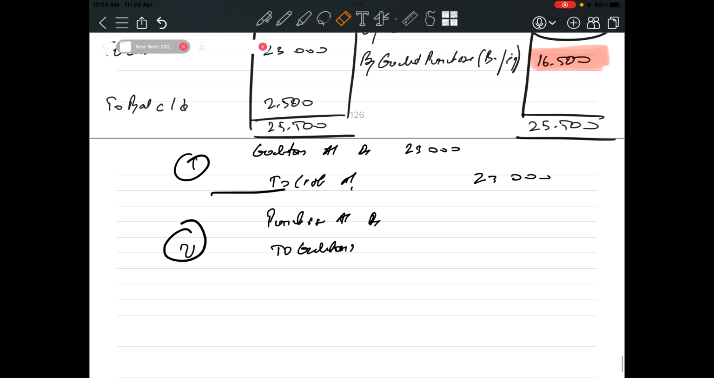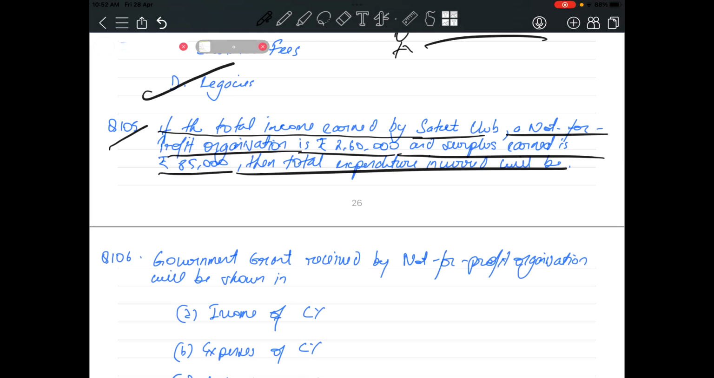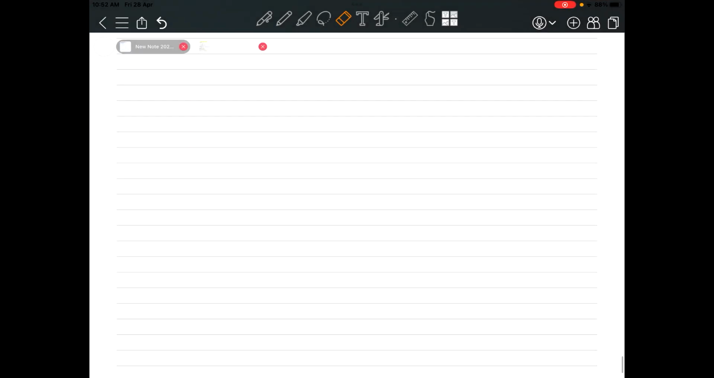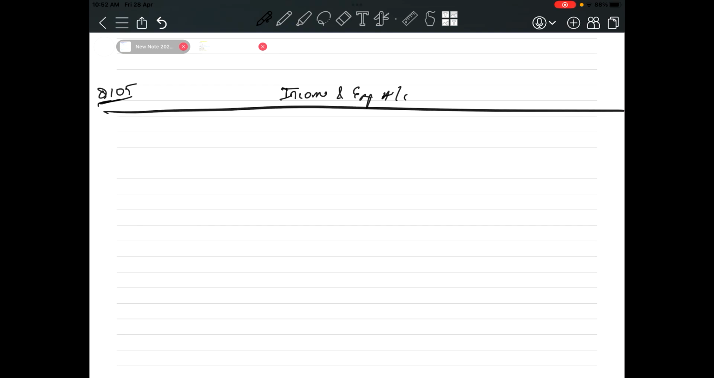Okay, now let's try to understand this. Question number 105. Now let's make an income and expenditure account.